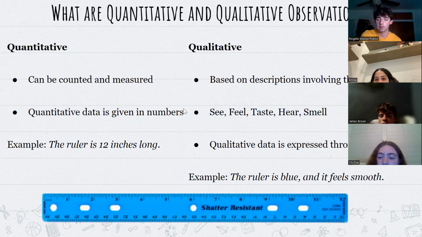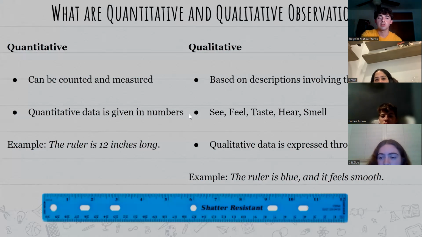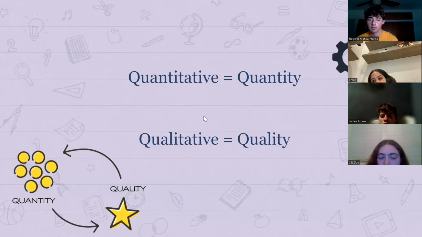So yeah, is everyone good? Does everyone have any questions? Okay, thank you. So now we're gonna move on to this. This is something that's gonna help you understand more. When I was younger, this definitely helped me.